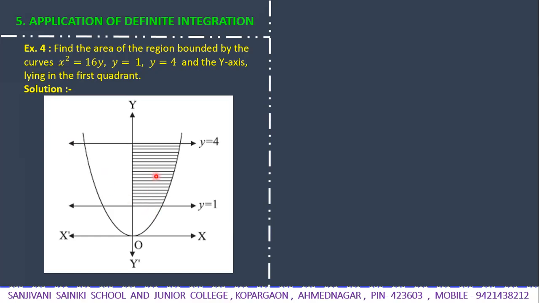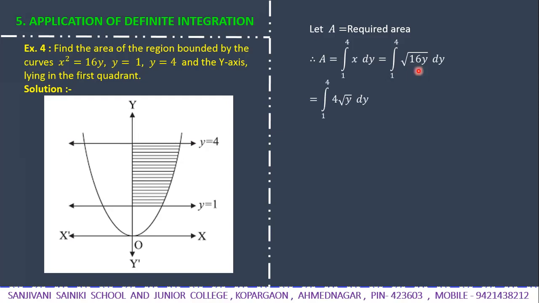So here, as the area is bounded by the y-axis, we have to use our second formula, the integration from y is equal to c to y is equal to d of x dy. Then what is x for the given curve? It is root 16y, that is 4 root y, and its integral is from 1 to 4. So after putting in the values, you will get 56 upon 3 square units as the area of this shaded part.